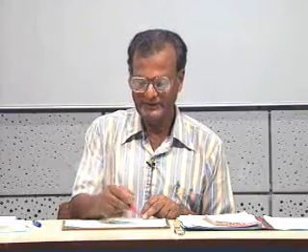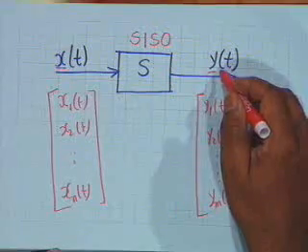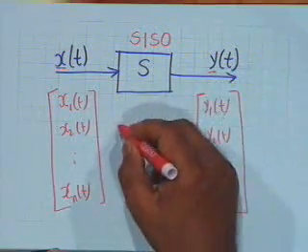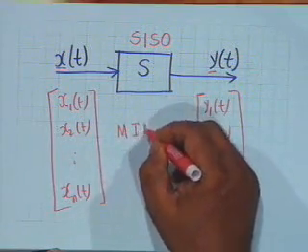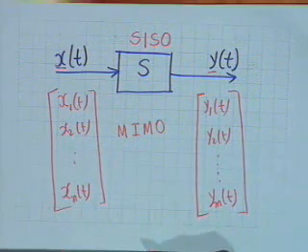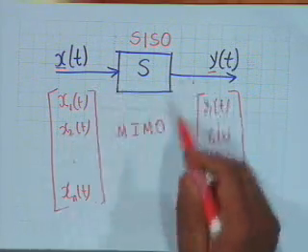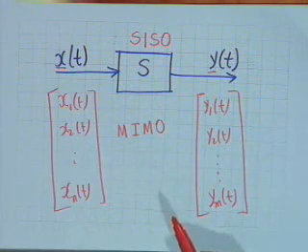On the other hand, if x of t is a vector and y of t is also a vector, then we say it is a multiple input, multiple output system. All right. A system like this is a continuous time system.